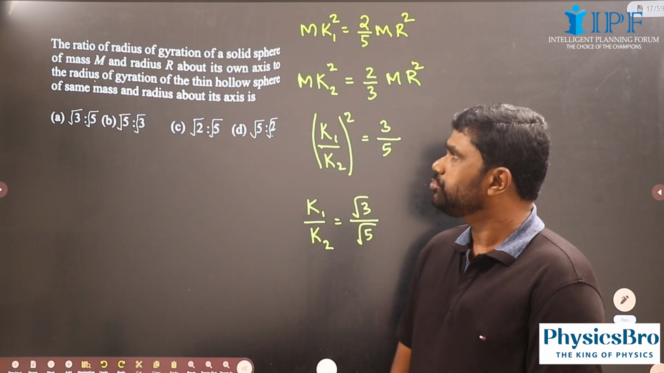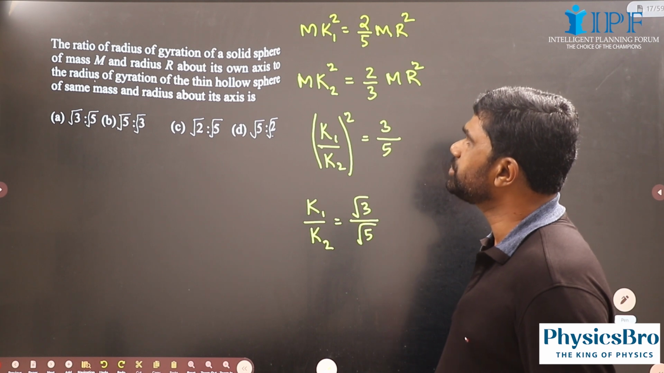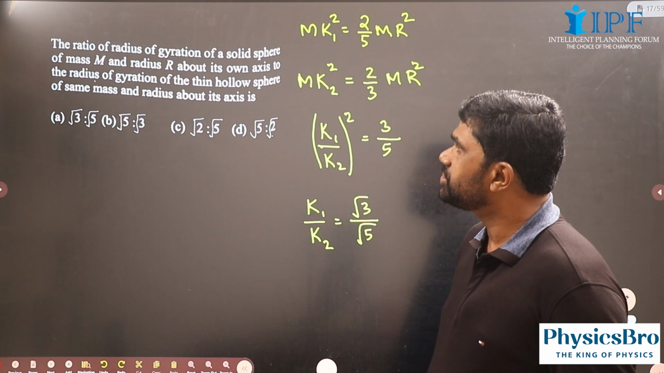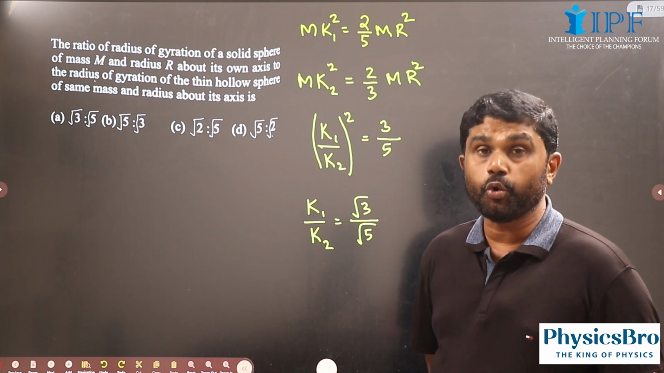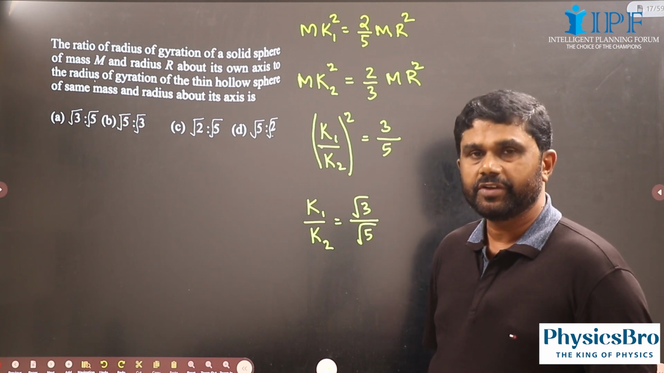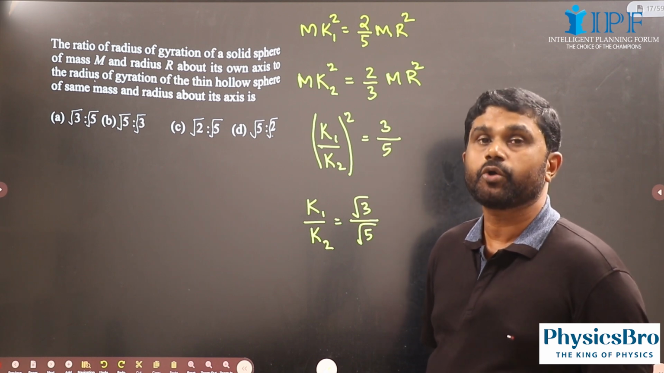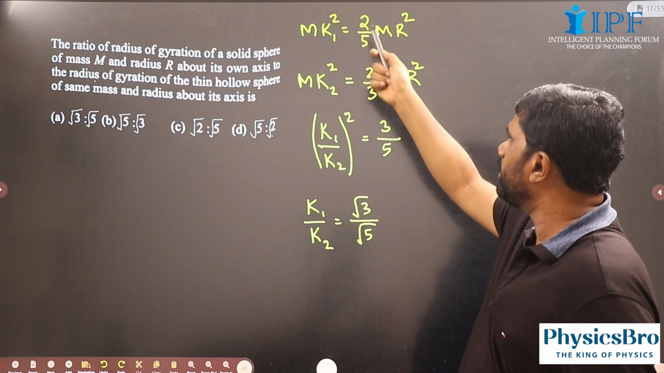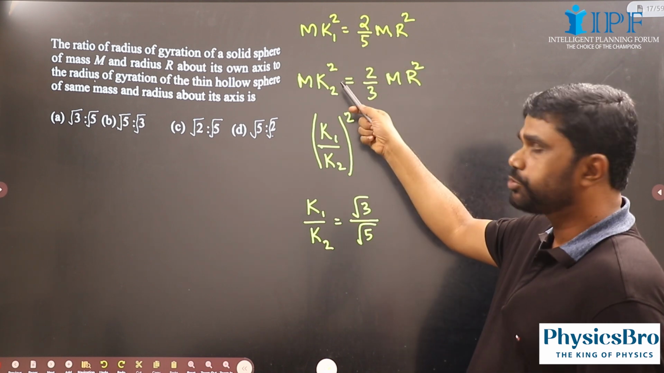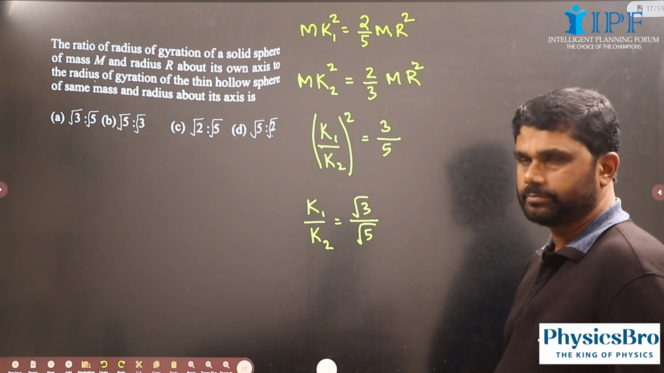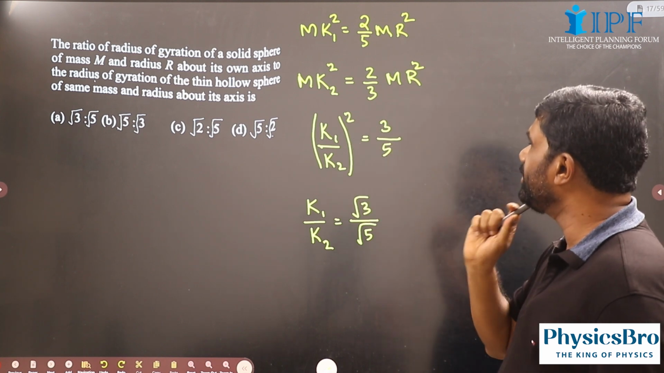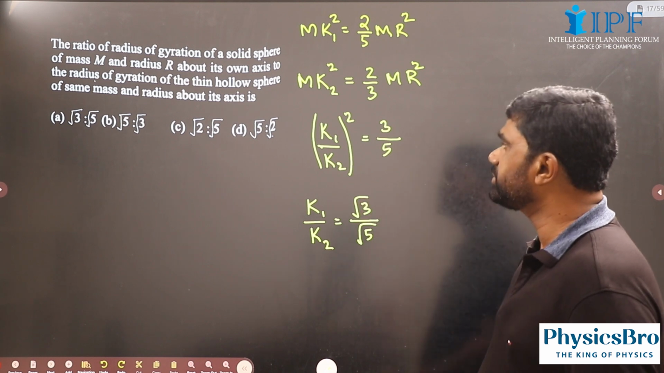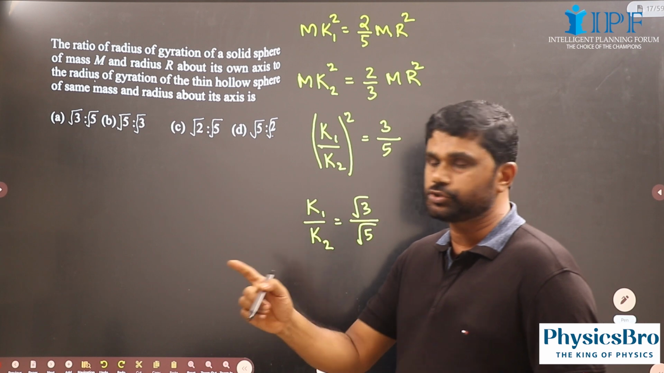Okay. Now see the next question: the ratio of the radius of gyration of a solid sphere of mass M and radius r about its own axis to the radius of gyration of a thin hollow sphere of same mass and radius. Okay, we have a solid sphere and a hollow sphere. See, moment of inertia is mk1 square for the solid sphere, 2 by 5 mr square, and mk2 square for the hollow sphere, 2 by 3 mr square. So k1 by k2 whole square, if we divide these two, we will get 3 by 5. So k1 by k2 will be root of 3 by 5, or let us say root 3 is to root 5.